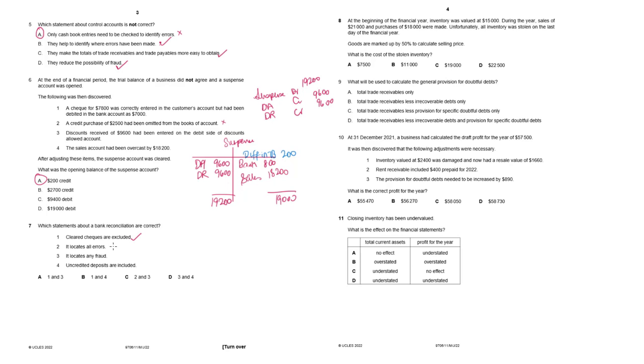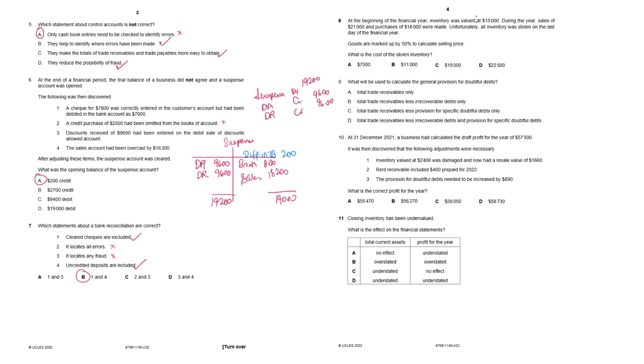It locates all the errors? Not really. It does not locate the error. Locating the error means it tells you exactly where an error has happened, and a bank reconciliation statement does not help in that. It locates any fraud? Again not really, because it only helps you to understand the difference between the cash book balance and the bank statement balance. It does not detect or locate the fraud for you. Uncredited deposits are included, which is correct. So 1 and 4 are correct. So option B.